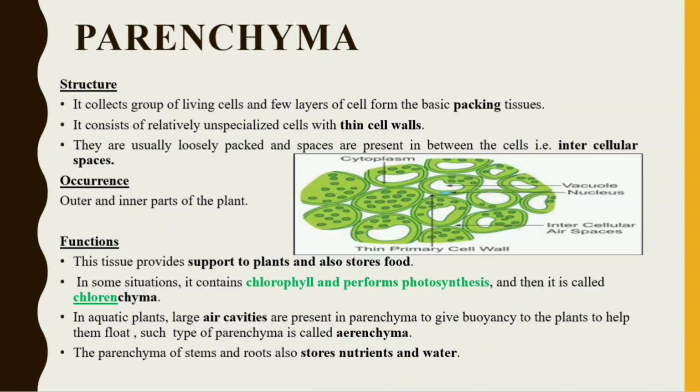In aquatic plants, they keep on floating on the surface of the water. This flotation is possible because of large air cavities present in the intercellular air spaces. So the air cavities are present in parenchyma, and such air cavities are generally present in the intercellular spaces and help in floating. The most important function of parenchyma is storing nutrients and water. That's why you can see in the figure how large the vacuoles are.